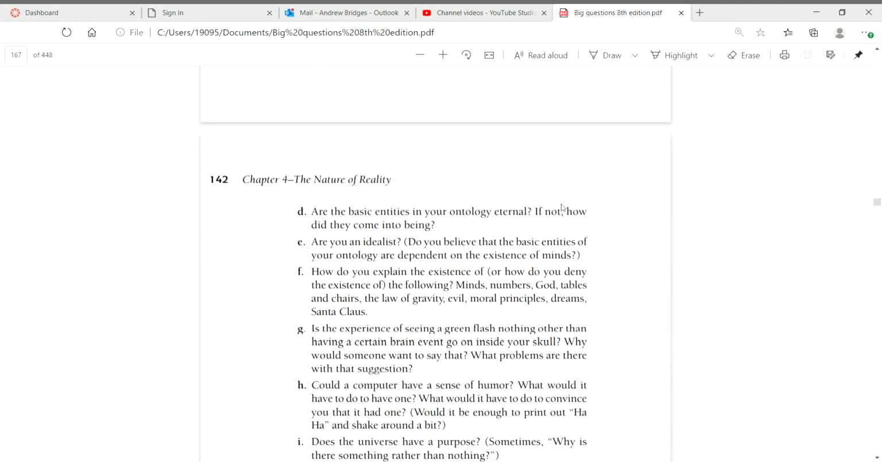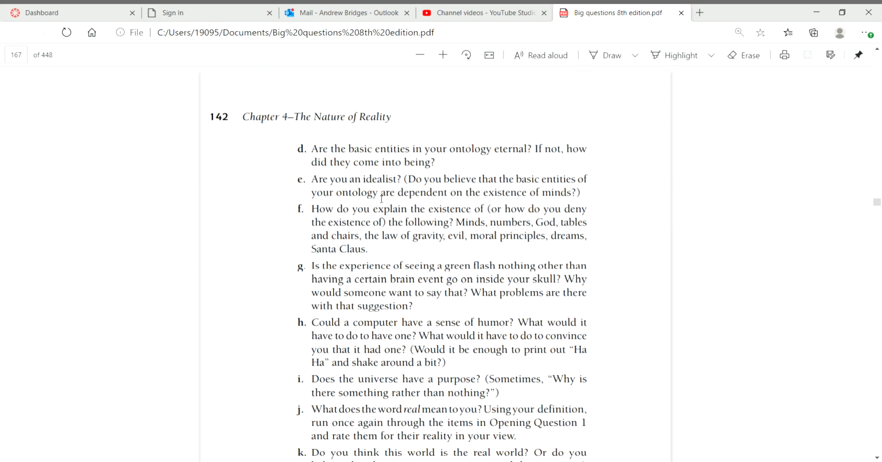D. Are the basic entities in your ontology eternal? If not, how did they come into being? Now, ontology is basically the study and the understanding of being or existence. Your ontology is what you think exists, ultimately. And it could be particular things or general things. It could be God, or it could be matter, or it could be both. And if they are eternal, then you don't need to explain how they exist. They just always were. You have to explain essentially how you know. If they came into existence, how did they come into existence?